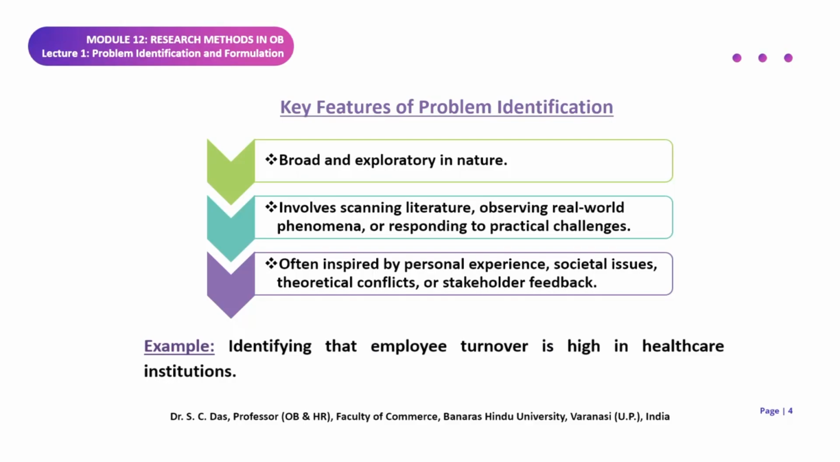Let us see what exactly problem identification is. Problem identification is the initial step in the research process, where the researcher recognizes and selects a broad area of concern or issue that requires investigation. It involves detecting a gap, inconsistency or ambiguity in existing knowledge, practice or theory. According to Sekaran and Bougie 2016, problem identification involves observing phenomena and determining areas that merit deeper investigation. It is about understanding the problem.